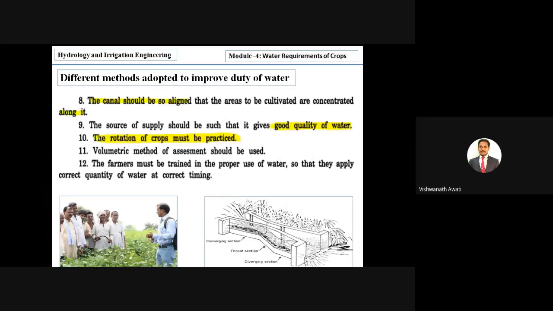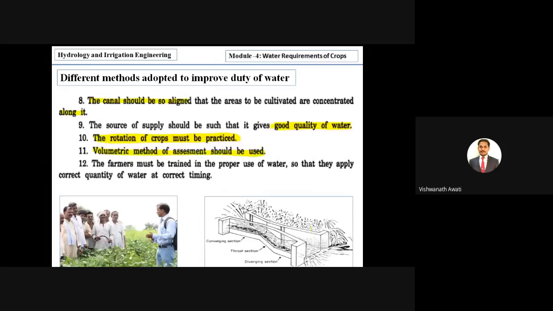Next, the volumetric method of assessment should be used. As I told, volumetric method, not with the agriculture land, right? So volumetric means, for example, if it is 1 acre of land, we already calculated how much water is required. That is a delta, right? How much depth of water is required, and based on that, if you use it, then there is a careful use of water, or you can call it economical use of water. Correct? Okay.